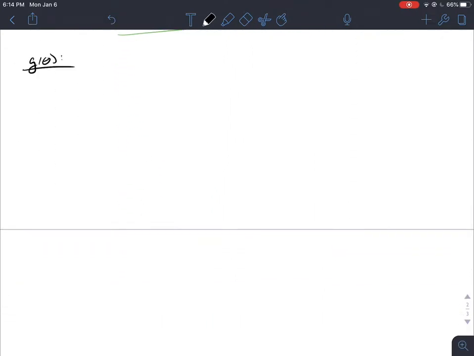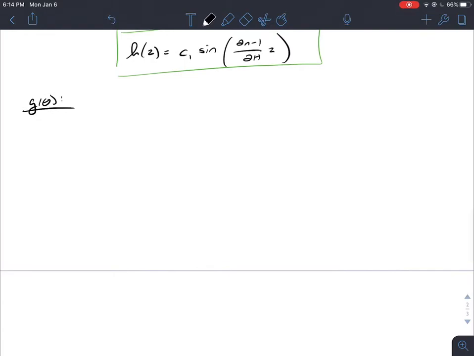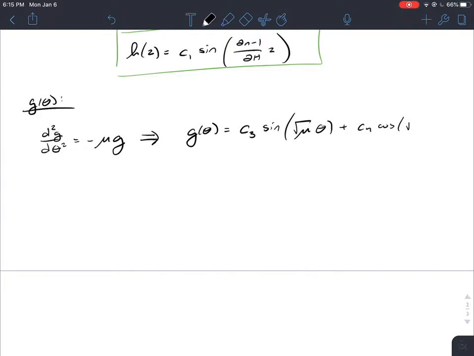We need to continue solving the differential equations. The differential equation for g is as follows: d squared g d theta squared is equal to negative mu g. And since we know that we want oscillatory solutions, this is fine and dandy. So g of theta is equal to c3 sine of square root mu theta plus c4 cosine square root mu theta.